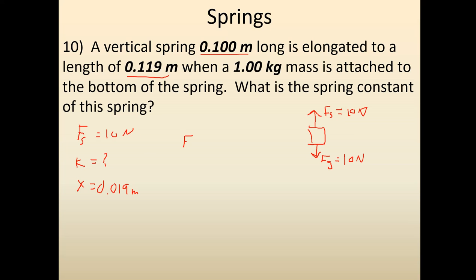Using the equation Fs equals Kx, 10 newtons equals K times 0.019. I get a spring constant of 526 newtons per meter.